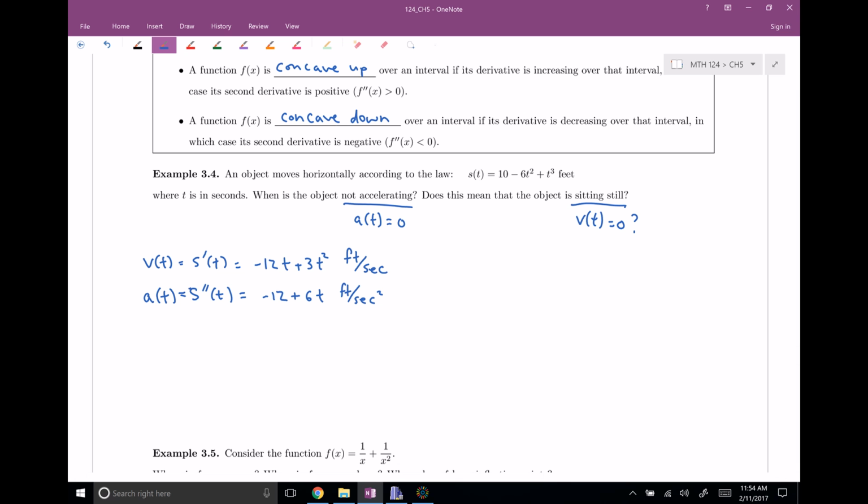And so the first question that we have: when is the object not accelerating? Okay, when is the acceleration equal to 0? So I'm going to set 0 equal to our acceleration function.